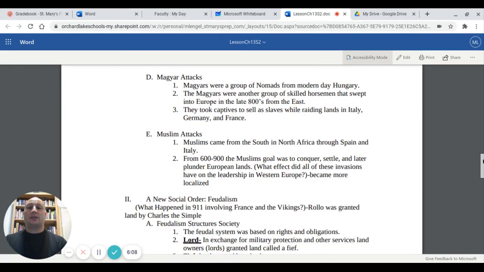Okay, the Magyar attacks are a little bit different. The Magyars were nomadic peoples from modern day Hungary. They were pretty skilled horsemen. They swept into Europe in the late 800s, coming from the east, of course.